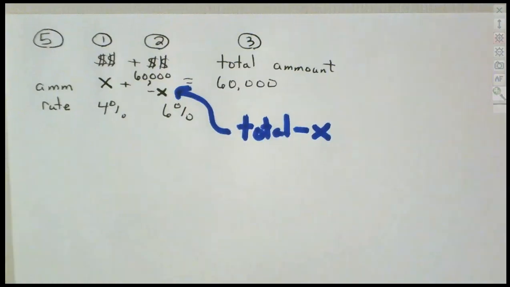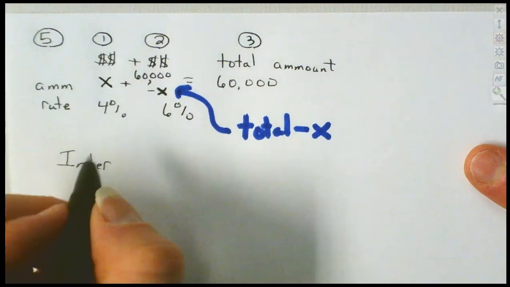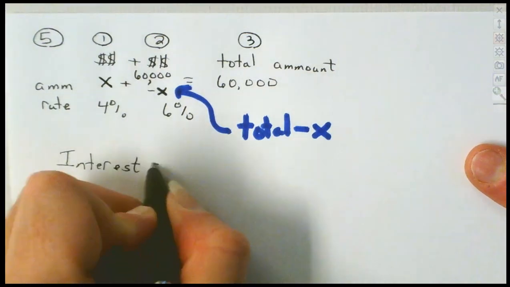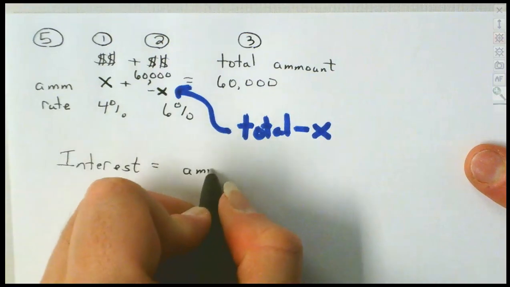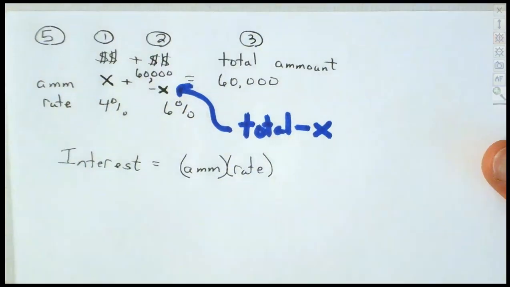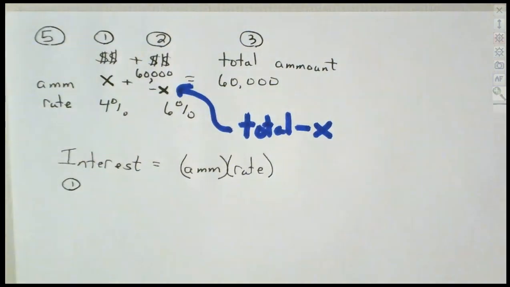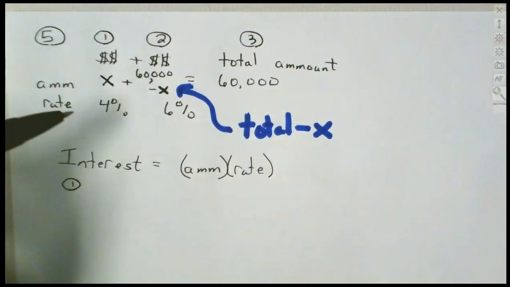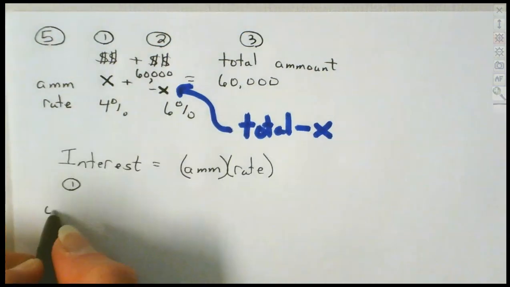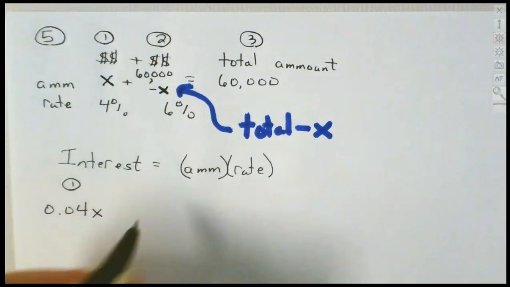Now, what do we look at next? We look at our interest. And how do we find the interest? Well, the interest is going to be the amount times the percentage rate. The amount times the rate is going to give me the interest. So our first one, now make sure you write the percentages as a decimal. So our first one is going to be 0.04 for the interest rate times x.